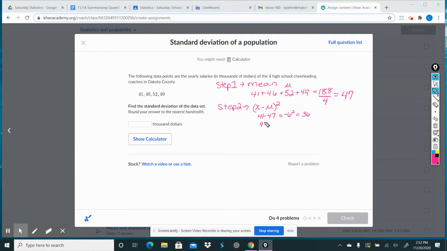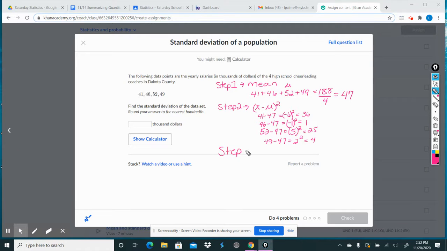For our second data value, which is 46, we subtract 47, and we get -1. Squaring that value, we get 1. 52 minus 47, we get 5. Squaring that value, we get 25. And finally, 49 minus 47, we get 2. Squared is 4. Okay, so those are our data values subtracted by the mean, squared.